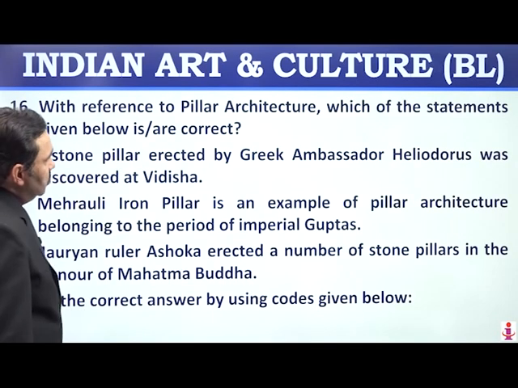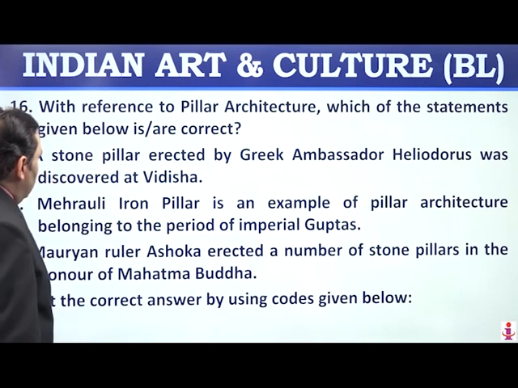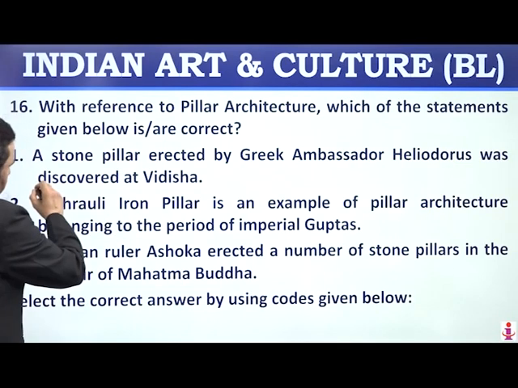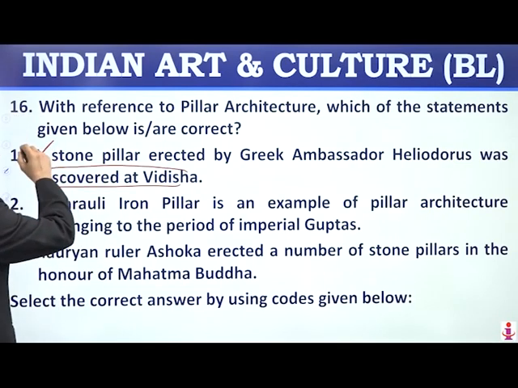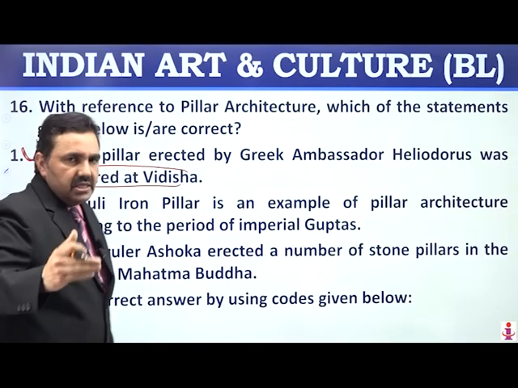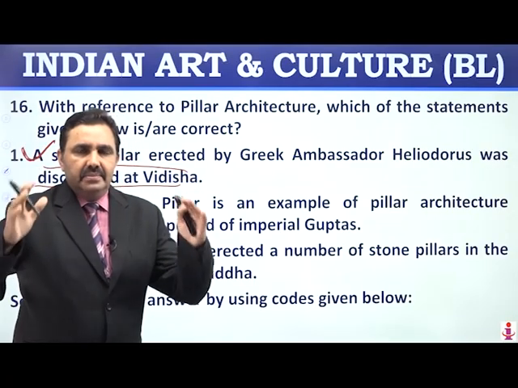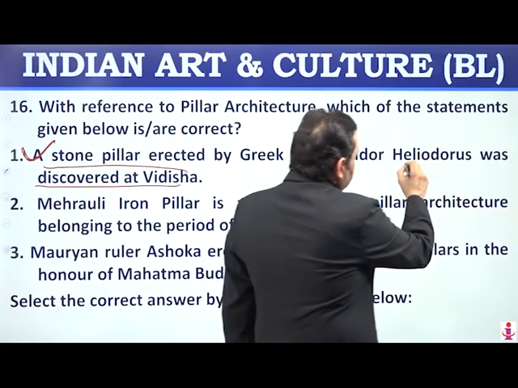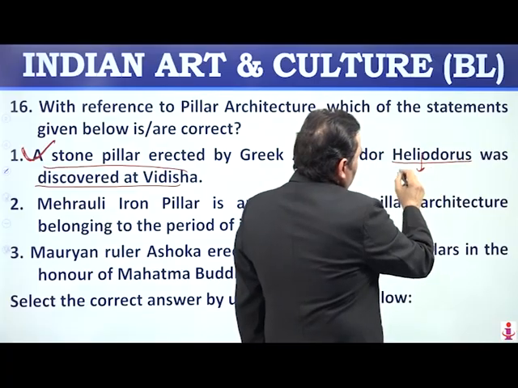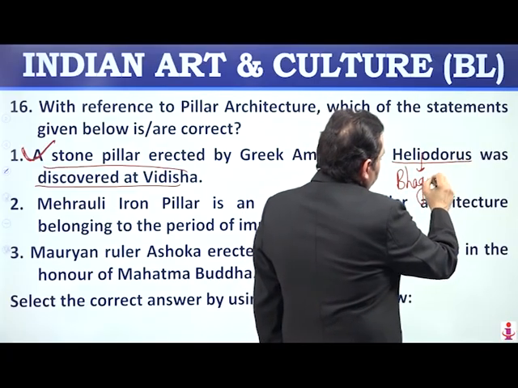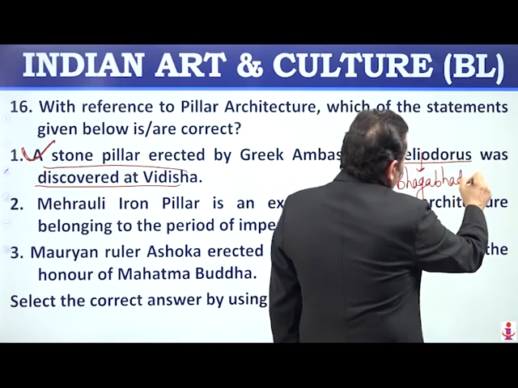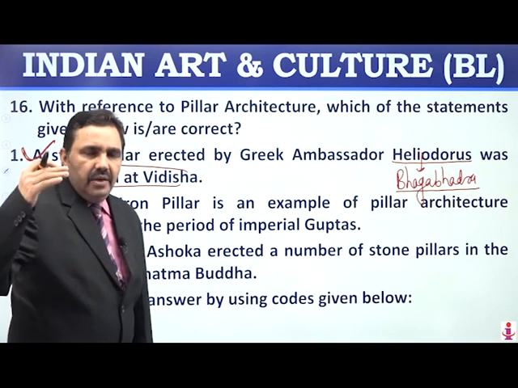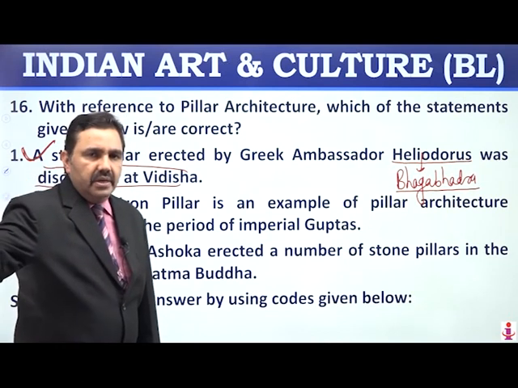Question number 16. With reference to pillar architecture, which of the statements given below are correct? A stone pillar erected by Greek ambassador Heliodorus was found at Vidisa, Bhilsa or Besnagar. Vidisa, Bhilsa or Besnagar mean the same place, three different names. Heliodorus was Greek ambassador in the court of 9th Shunga king, Kashiputra Bhagabhadra. So he was in the Shunga court and he was ambassador coming from the Greek world.